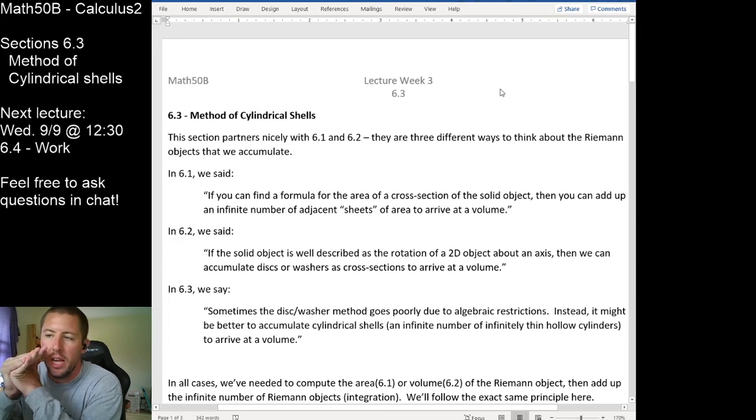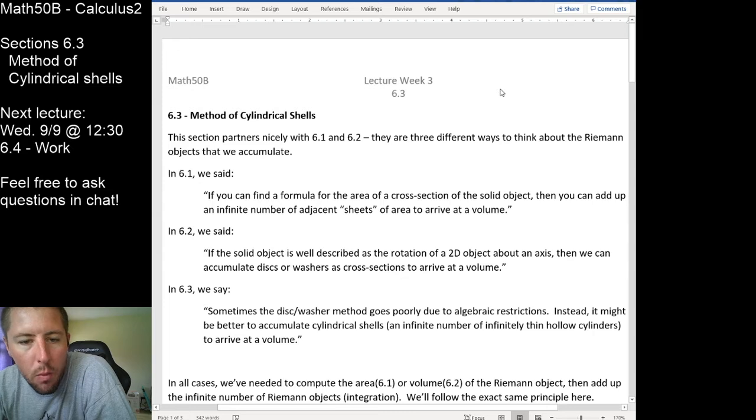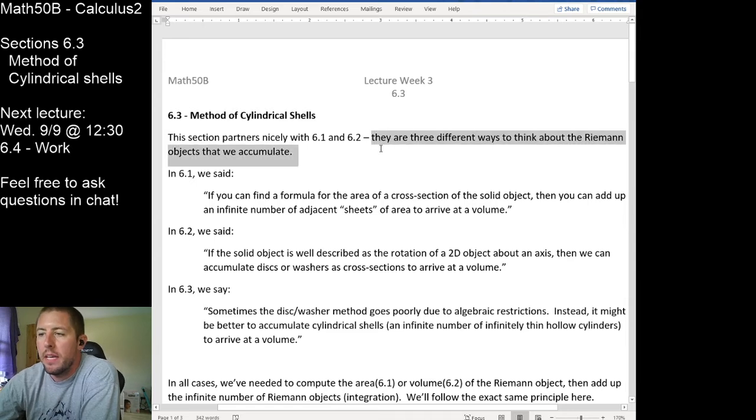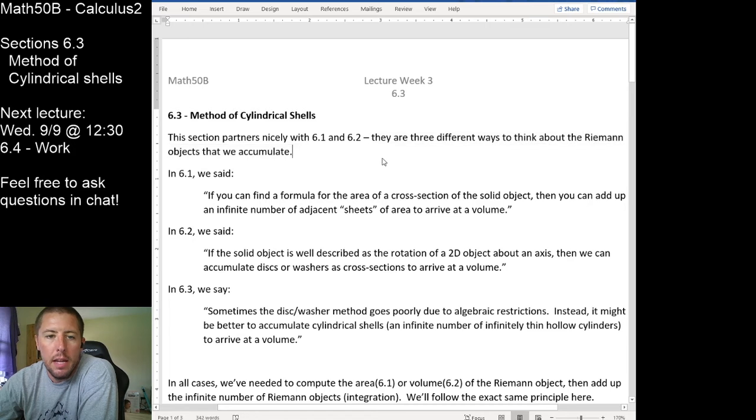So, method of cylindrical shells. Make sure that you're thinking about this as a partner section with 6.1 and 6.2. This is the book just giving you three alternate techniques to compute volume, and depending on the circumstance, it might be better to use one method versus some other method. The important thing to me is that I always like to think about these things in terms of the Riemann objects that we accumulate here.